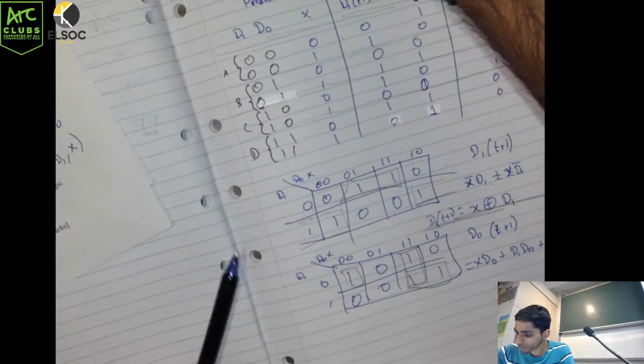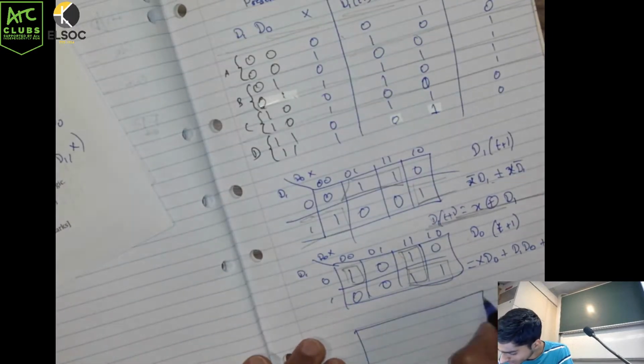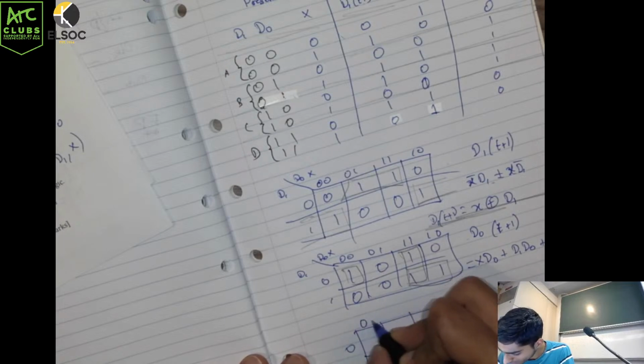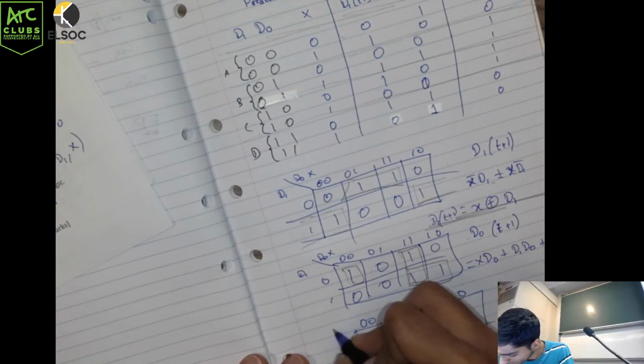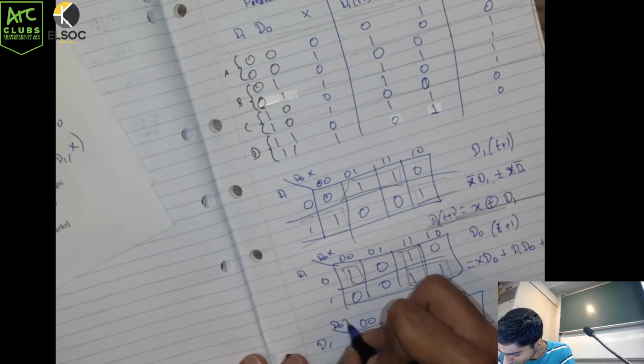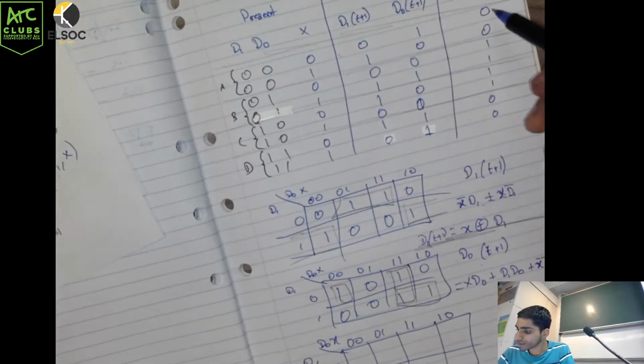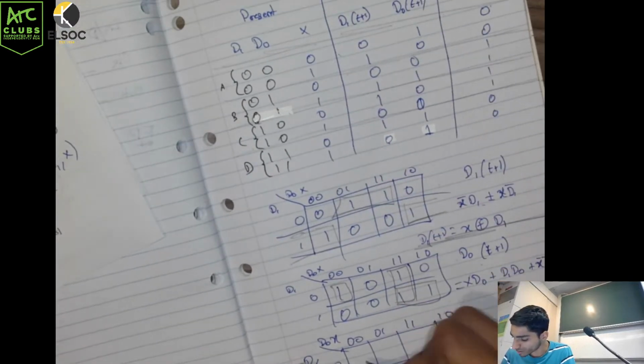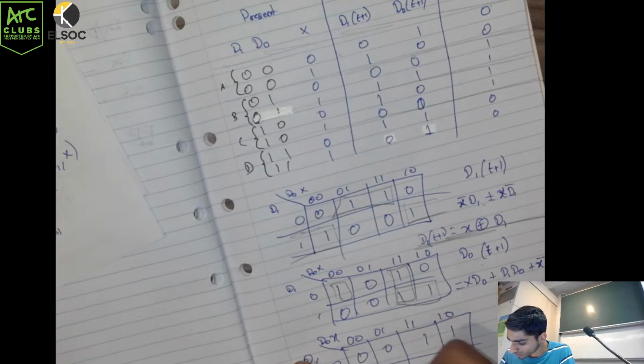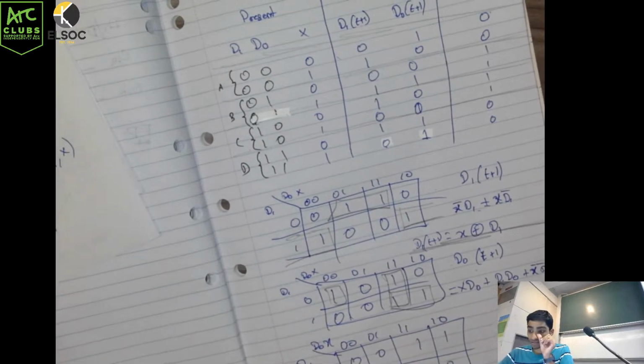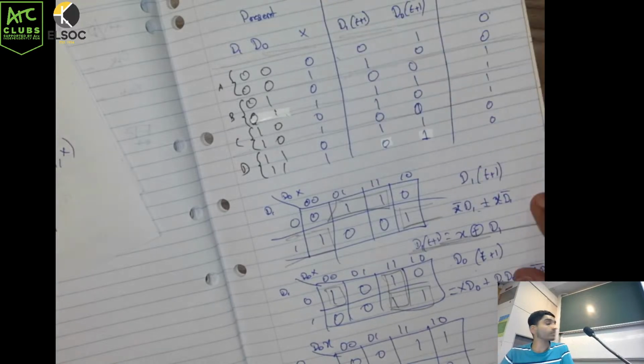And our very final one, I'm going to cram it in here. I apologize. 0, 1, 0, 0, 0, 1, 1, 1, 1, 0. D1, D0, X. Output here, 0, 0, 1, 1, 1, 1, 0, 0. That's very nice.